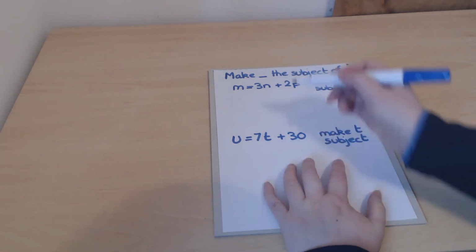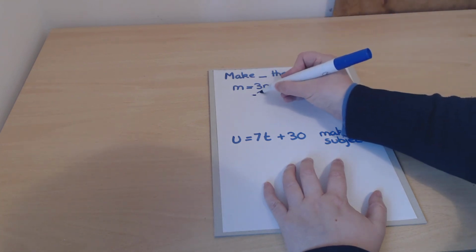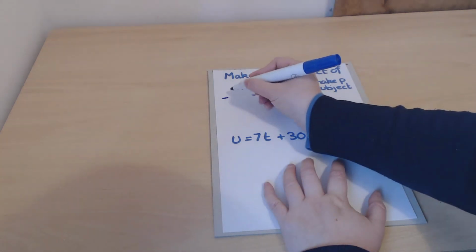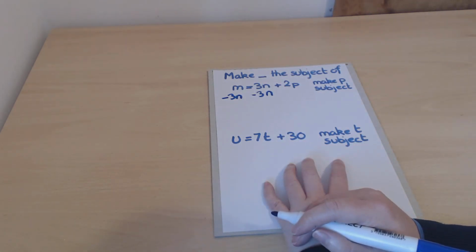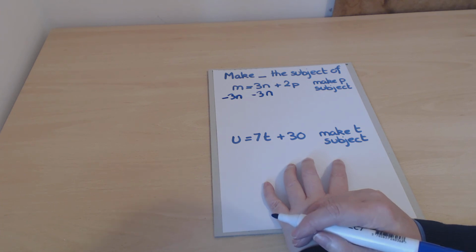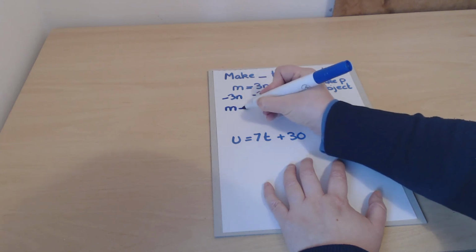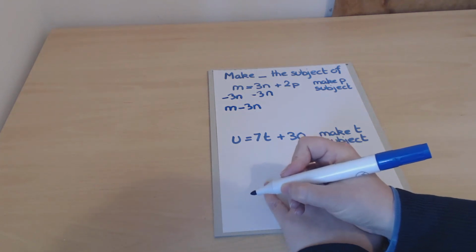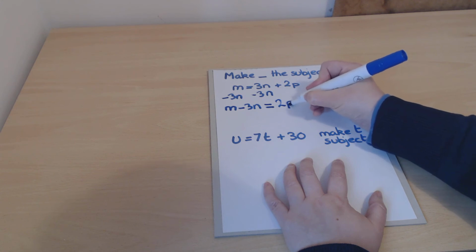So the first thing we're going to tackle is this 3n, and to remove it we're going to minus 3n. We always do the opposite. So that means I need to do the same on the other side. Now this is, I think, where people start to get anxious, because they think, well, how do I do m minus 3n? Well, you're not actually going to do anything. It's literally just writing it. So m minus 3n is m minus 3n. And then on the other side, we're left with the 2p.